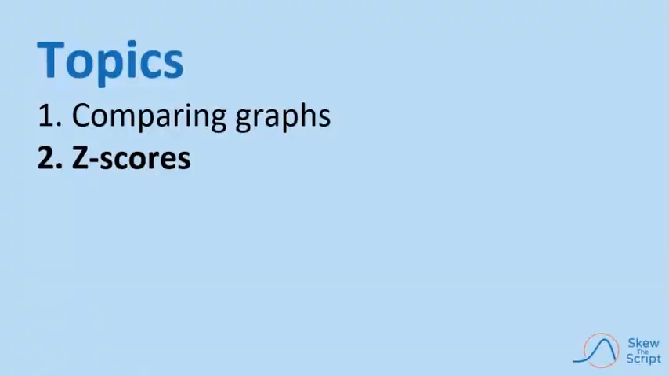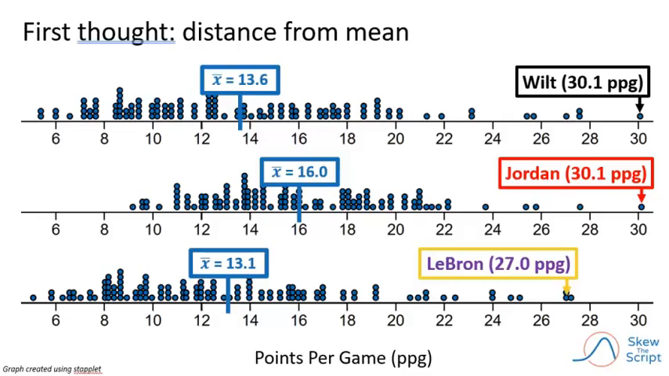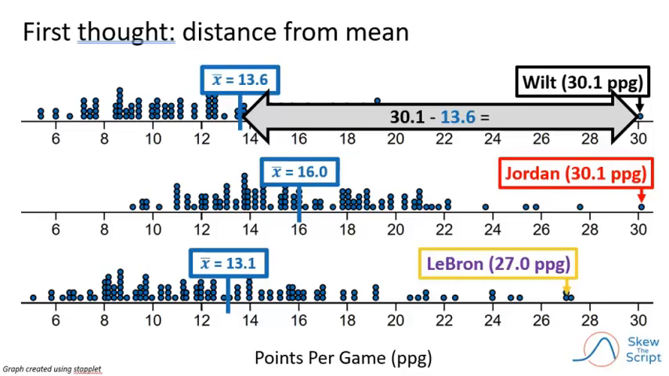That brings us to the topic of z-scores. Now, first we might want to compare our player to their era. So we're going to start by subtracting the mean points per game from our star players' points per game. And that will help to tell us how much better they were than average. For Wilt, we subtract the average points per game from his points per game, and we'll find that he scored 16.5 more points per game than the mean for his era.